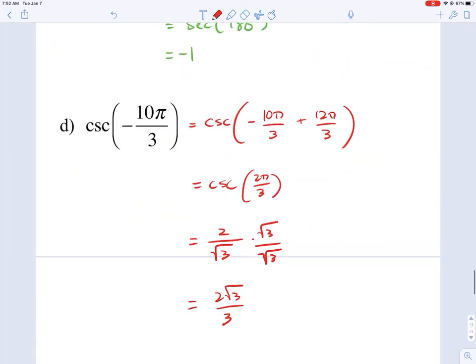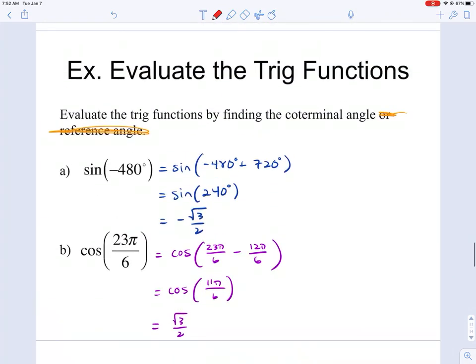Okay, so that's how we can use coterminal angles to help us with evaluating trig functions at angles that are maybe more than a full rotation in the positive direction, or negative angles, but where the coterminal angle still lies on the unit circle, so that we can evaluate exactly.